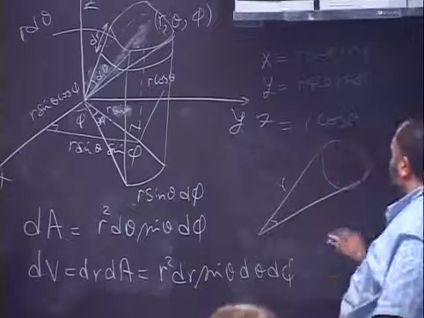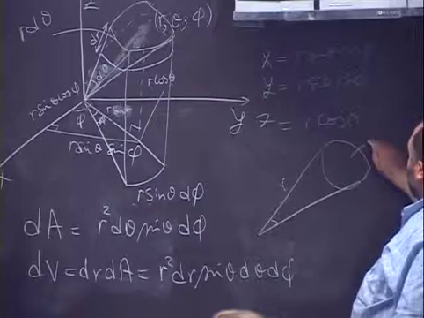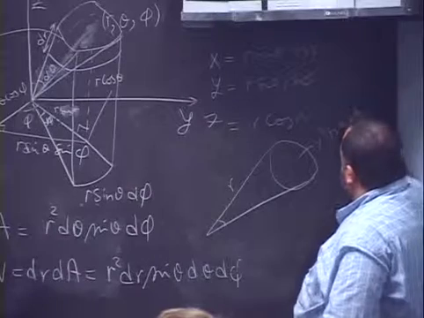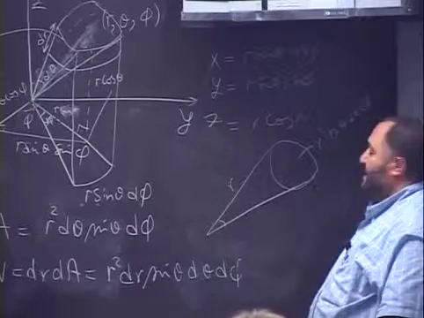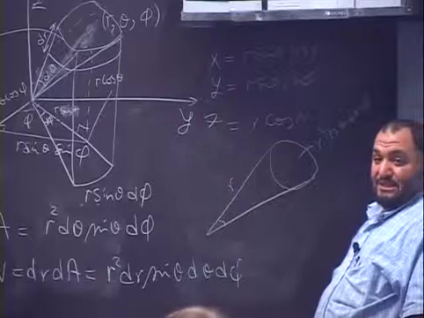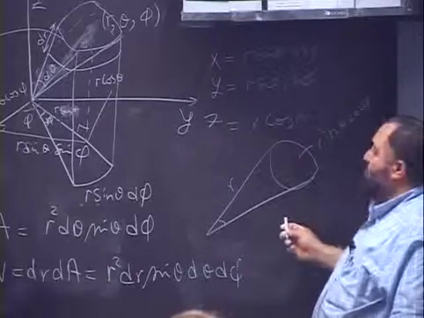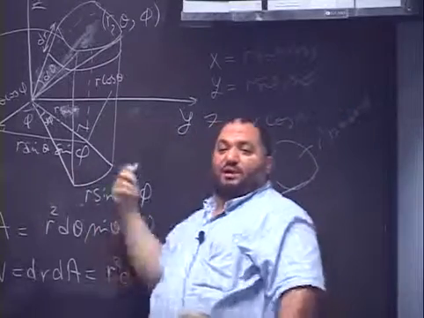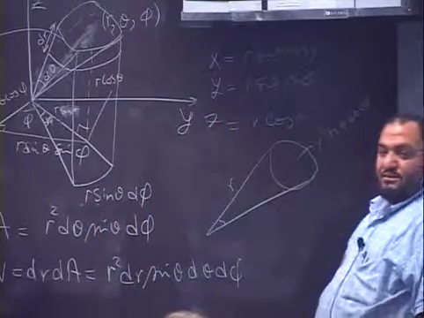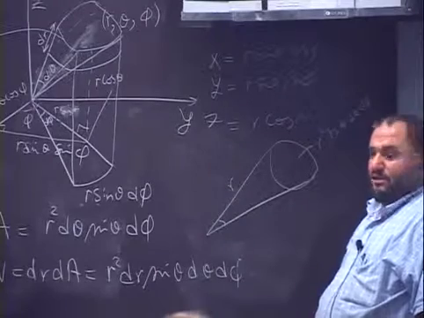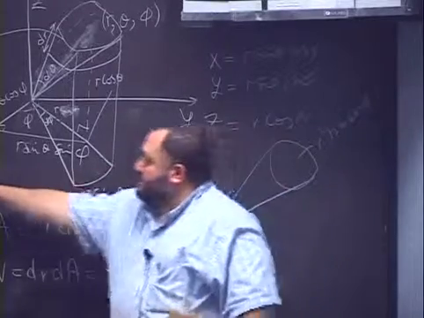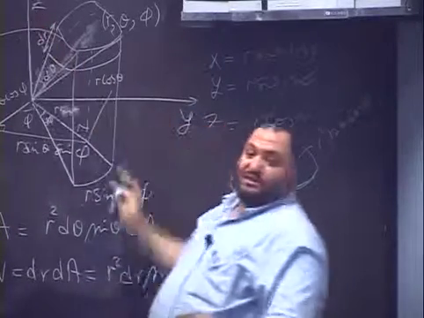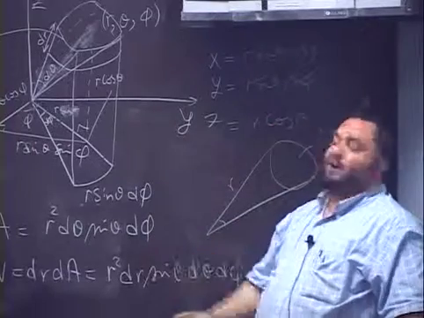So this is R, and this area is what? R square sine theta d theta d phi. Yes, guys? So if you want to rotate delta phi all the way around, this will give you what? Phi goes from 0 to 2 pi. And theta goes from 0 to 90 degree, to pi.